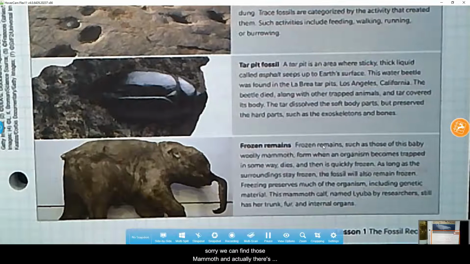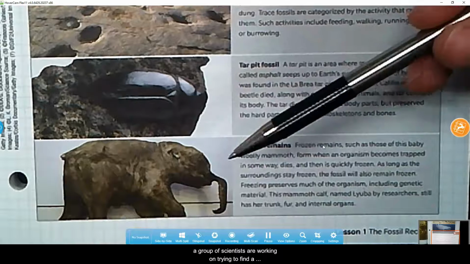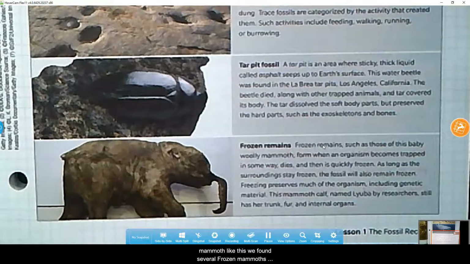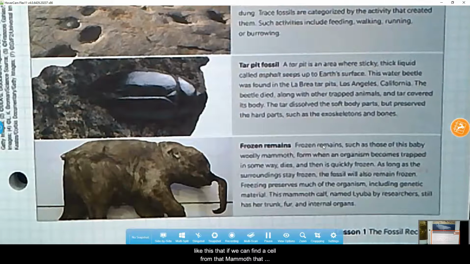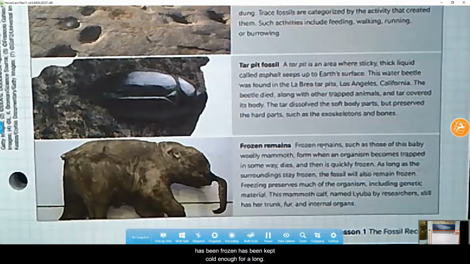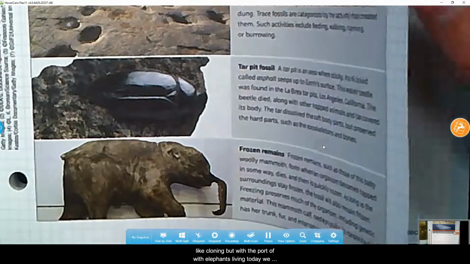There's a group of scientists working on trying to find a mammoth like this. We found several frozen mammoths like this, and if we could find a cell from a mammoth that has been kept cold enough for long periods of time and never thawed out, the hope is that maybe you could try to bring a mammoth back to life, which would be kind of neat. With a process kind of like cloning, using elephants living today, we could maybe even create a mammoth again, so mammoths could walk the earth again, which would be kind of neat.